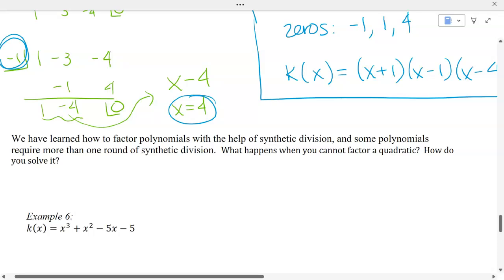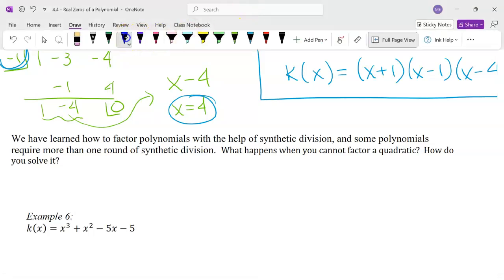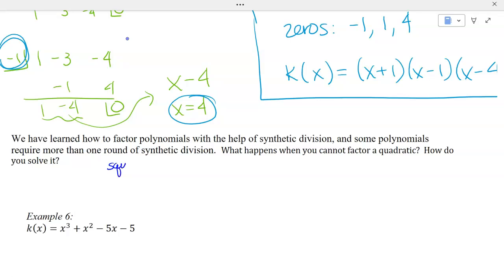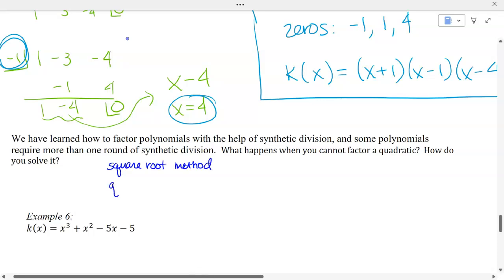But what happens if you've used synthetic division, and maybe you've used more than one round of synthetic division, but you get to a quadratic you can't factor? How do you solve it? I want you to remember back to first semester when we talked about other ways to solve quadratics. We looked at using the square root method. Another way that we also solved quadratics was using the quadratic formula.